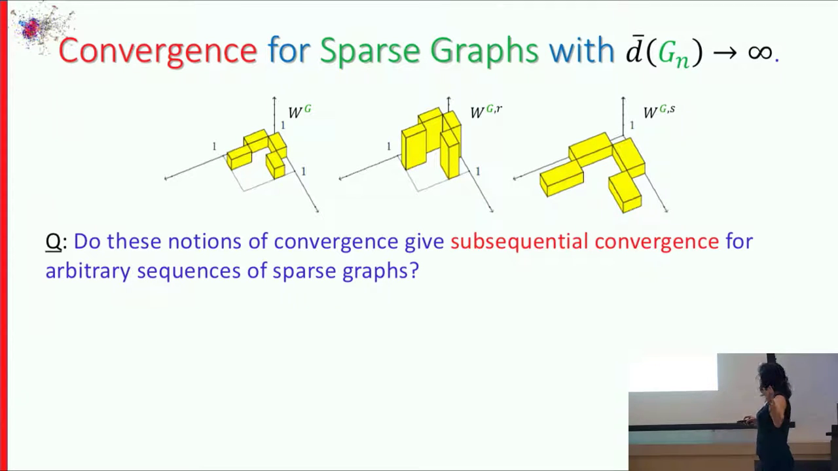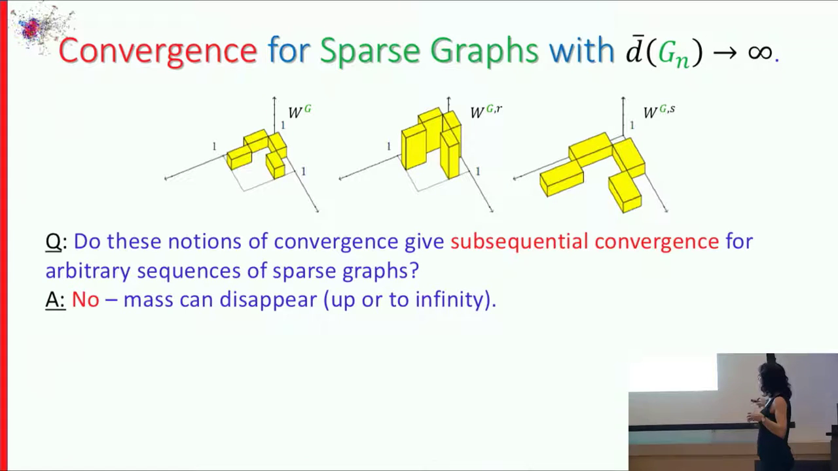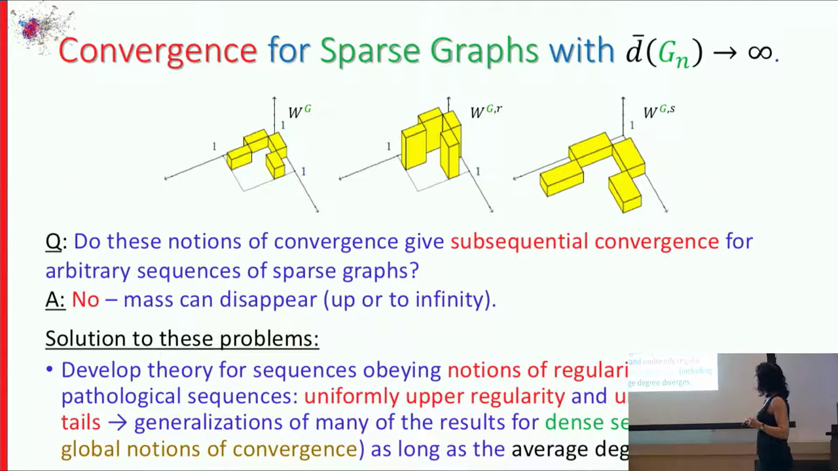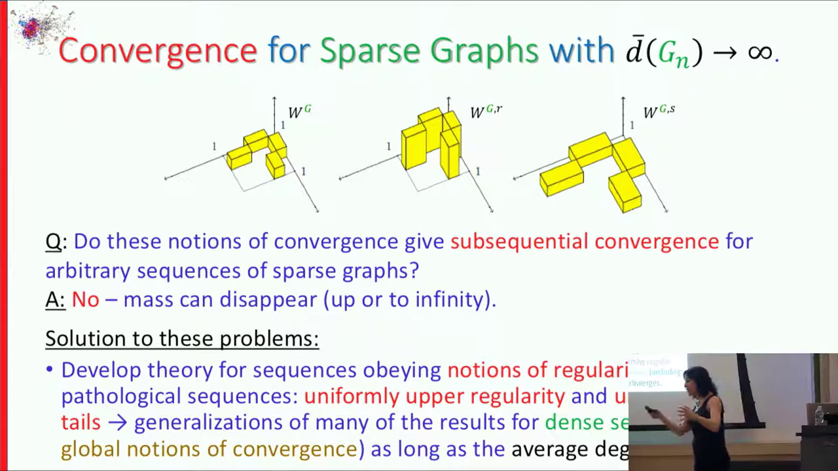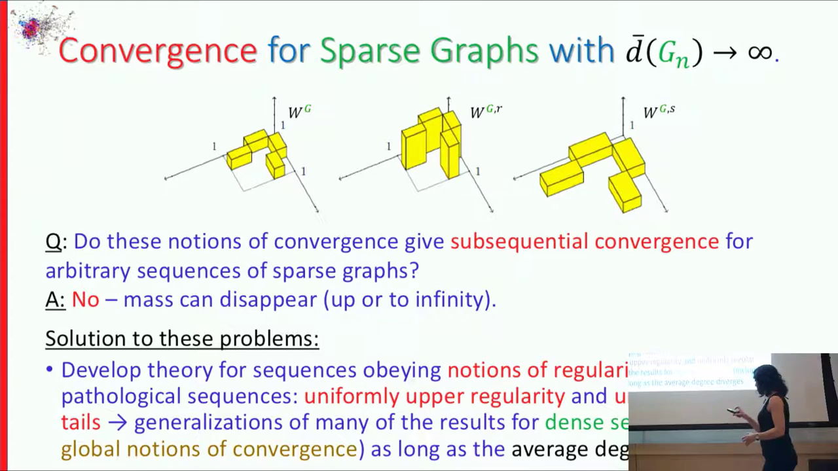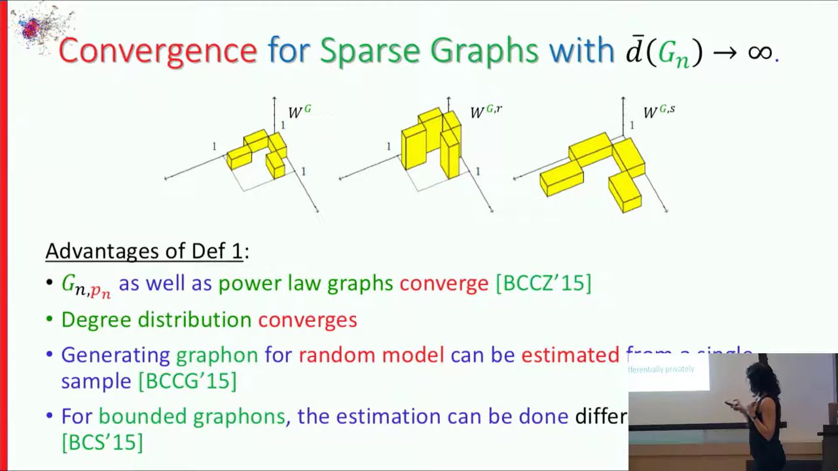So do these notions of convergence give subsequential convergence? No, mass can disappear up or out. But the solution to these problems is to develop some notion of regularity and say, oh, for this class of graphs, hopefully a very big class, either this will converge or that will converge. Okay, so the advantages of this thing where we divide through by the density: we can get power law graphs converging, we can get the degree distribution to converge, we can get a generating graphon for a random model, we can do differentially private estimation, a lot of nice things.